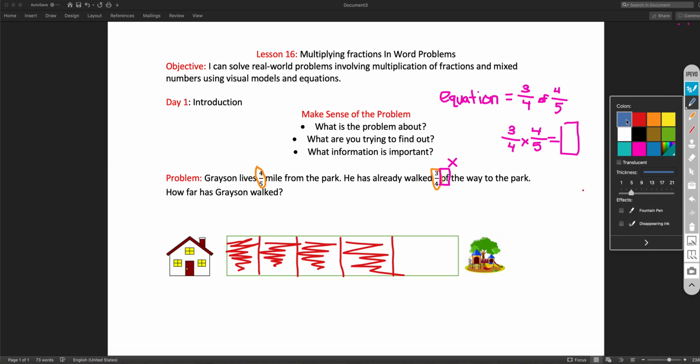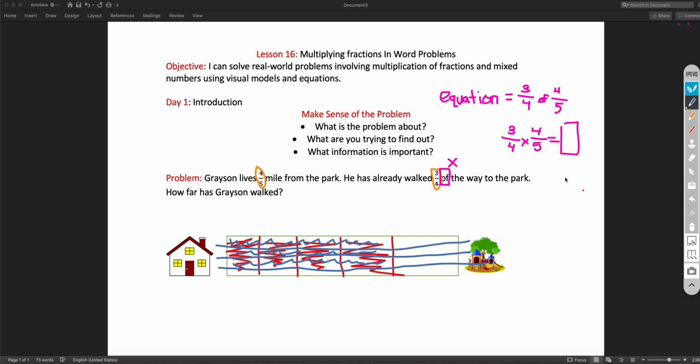He started walking, Grayson, he started walking, and he walked 3/4 of that way. So now we're going to split this 4/5 into 3/4. So my denominator is a 4, so I'm going to split this horizontally into fourths. Okay, now I'm going to shade in 3 fourths.